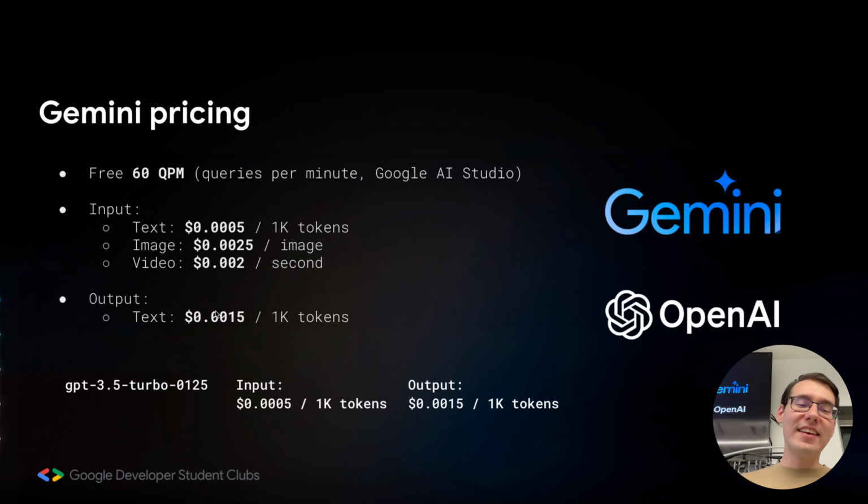The good thing about this is, again, that you get free 60 requests per minute, which is a lot if you're not a huge application. This is pretty good. So you can use it. But the catch is that you have to use Google AI for this.